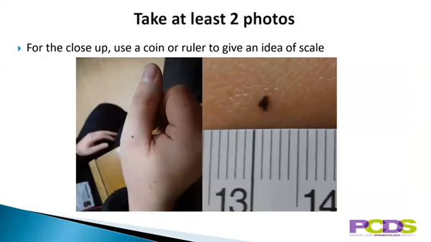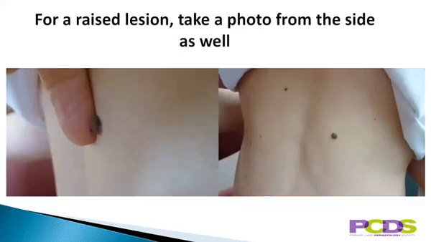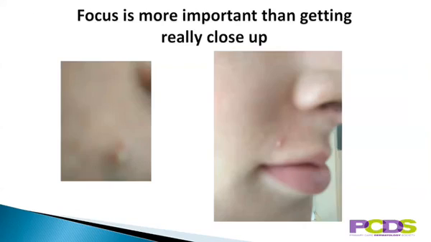For the close-up photo, use a coin or a ruler to give an idea of scale. For a raised lesion, you're going to need extra close-up photos to show it from the side as well. Focus is more important though than getting really close up.